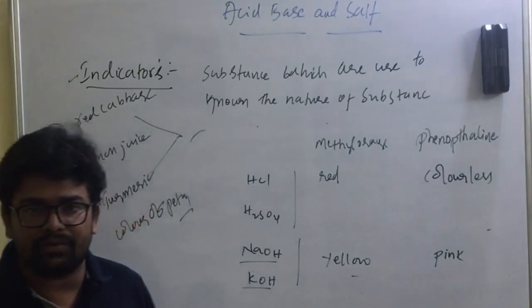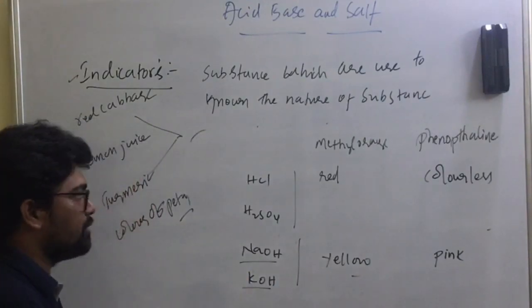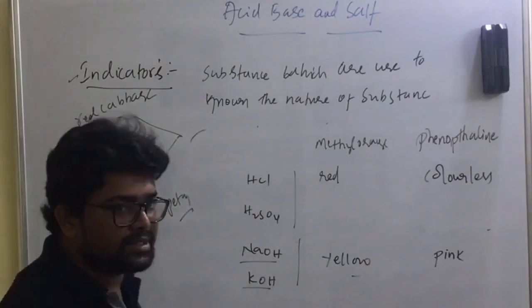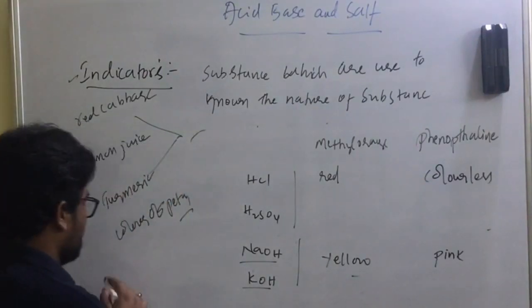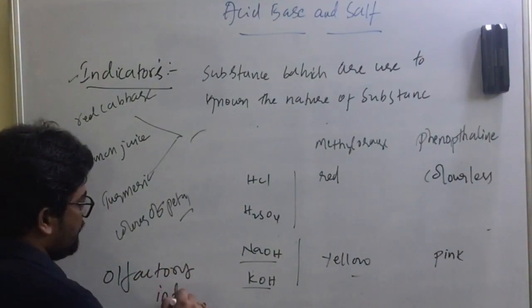Okay, is it clear for everyone? Now let us discuss one more. I said artificial indicators are of two types. One is color change indicators and another one is olfactory indicators. So what is an olfactory indicator?